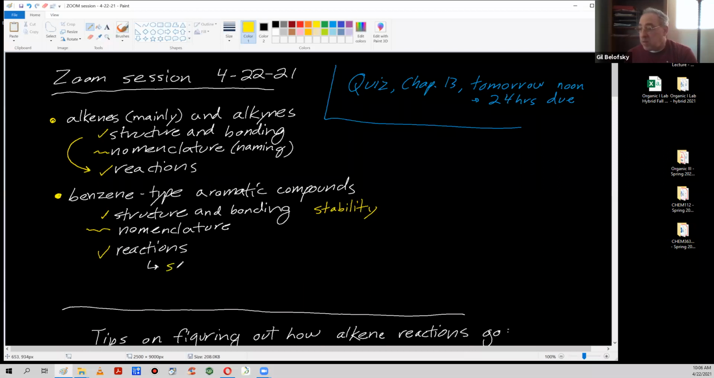What we're going to look at toward the end of this session, maybe a better way to say it, is reactions of what is stuck on the benzene ring, because the benzene ring itself is stable, meaning far less reactive.